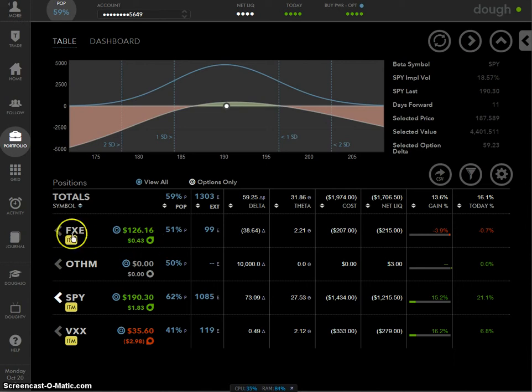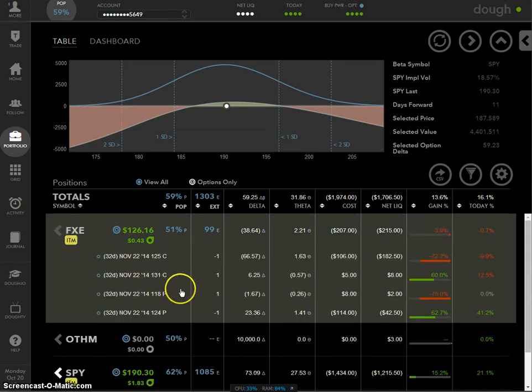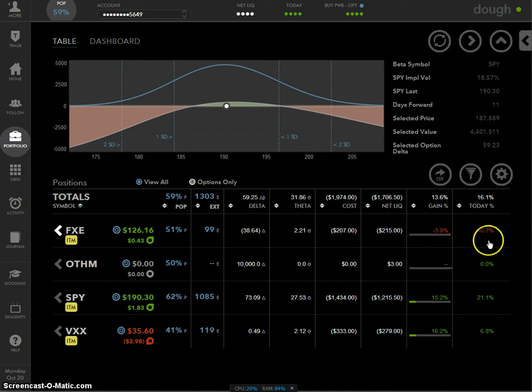So this FXE trade, if you look, I sold the 125 call and the 124 put. So I kind of wanted to stay right around there. And because I collected so much, I collected $2.07, I think, it's pretty good. I just want the vol to collapse in FXE. So I'm only down a little bit.